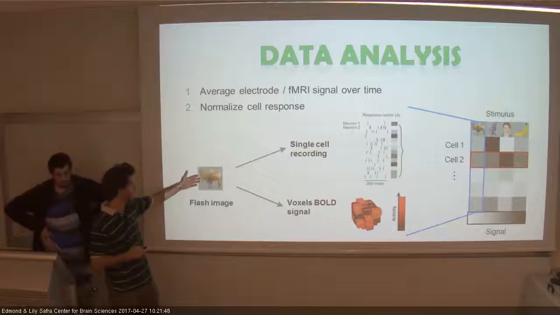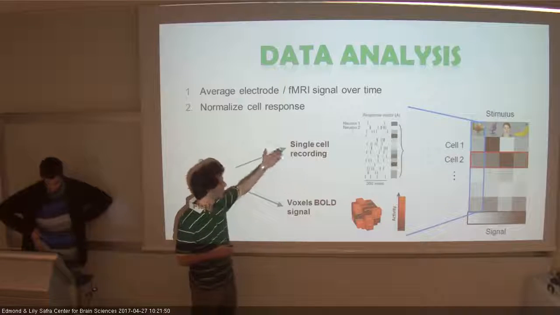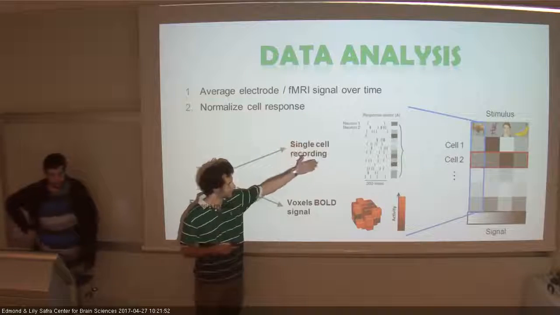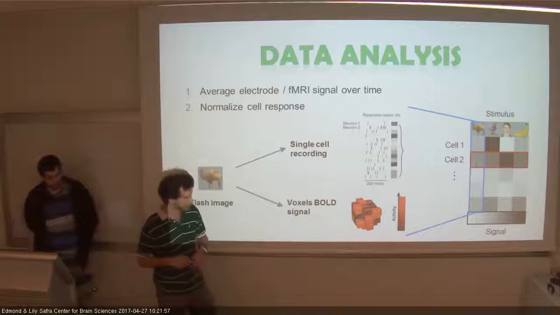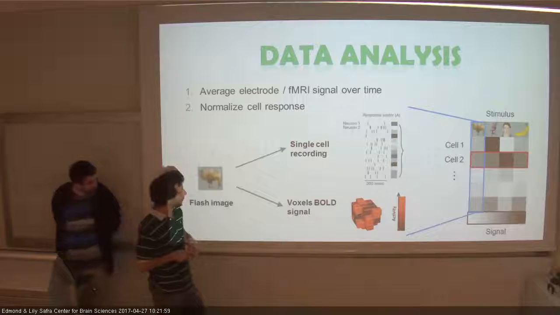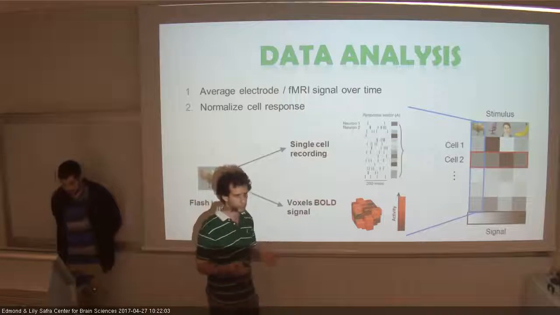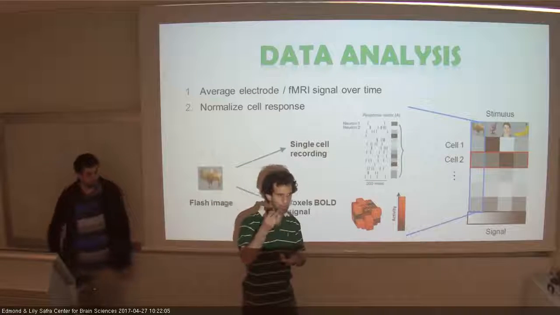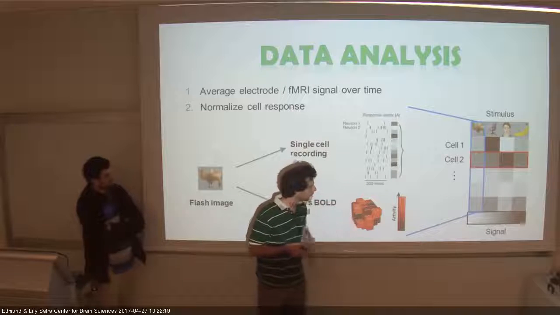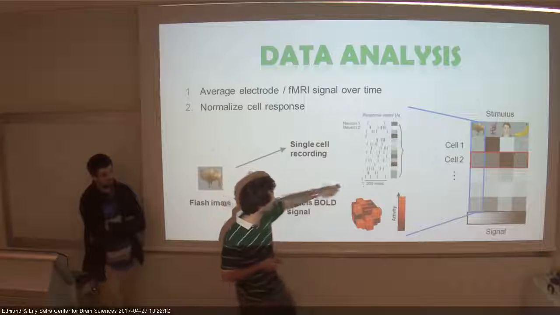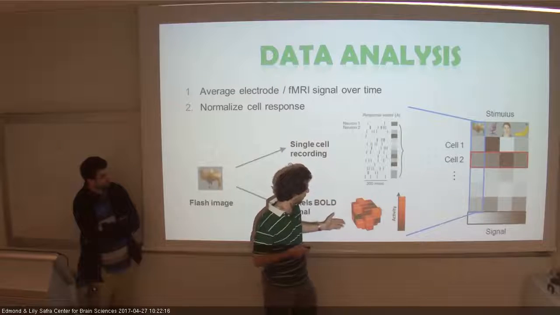So first thing, we flashed the image. We recorded both in humans and in monkeys. In monkeys, we had a single cell response. In humans, we had the voxels of the fMRI signal. Now, the first thing that we want to do: both these measurements measure over time, and we want to get just a single average value. So we average over a time window, and then we get a value for every neuron, for example for the single cell, or for every voxel.